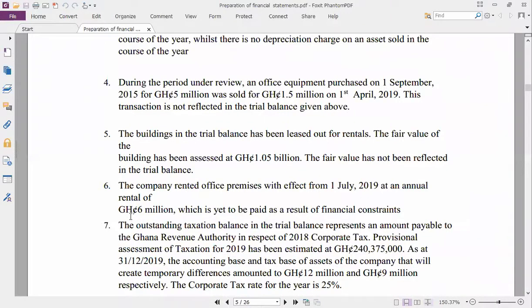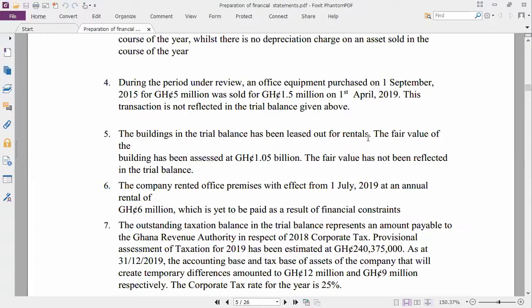Now note 5 states that the buildings in the trial balance have been leased out for rentals. Wow, it has been leased out. So when I mention leased out, what comes to mind? Why would you acquire the property and then decide to rent it out? So what type of property is it? It's a building, right?